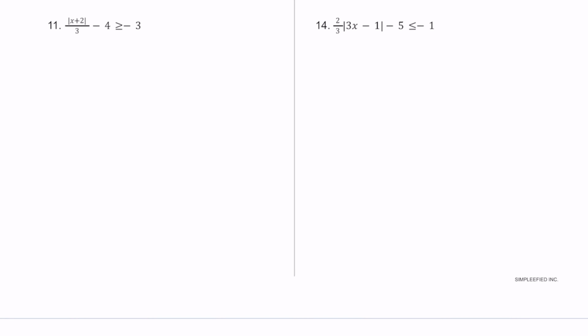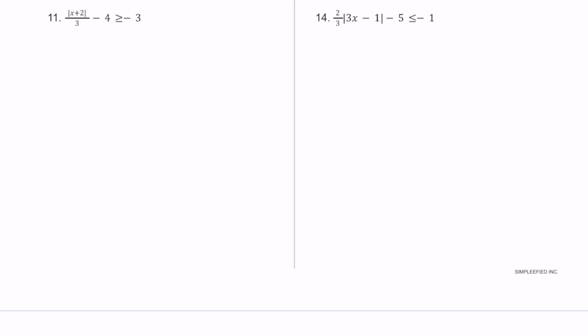Here's number 11. For number 11, we have the absolute value of x plus 2 over 3 minus 4 is greater than or equal to -3. So we got quite a bit going on here. I'm just going to go ahead and copy this down so that we can work on isolating this absolute value expression. So we have that on top. We're dividing by 3. We're also subtracting 4. So we'll deal with those in just a moment. And this is greater than or equal to -3.